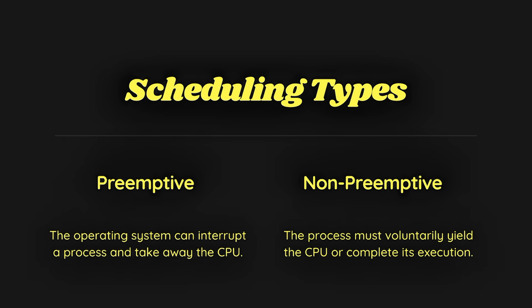And then, in non-preemptive scheduling, the process must voluntarily yield the CPU or complete its execution. Once a process starts running, it keeps the CPU until it finishes or voluntarily gives it up. This is simpler but can lead to longer wait times for other processes. Choosing between these depends on the system's goals, whether it values simplicity, responsiveness, or fairness.